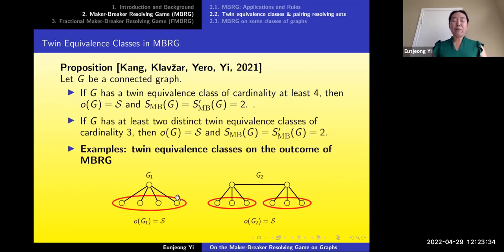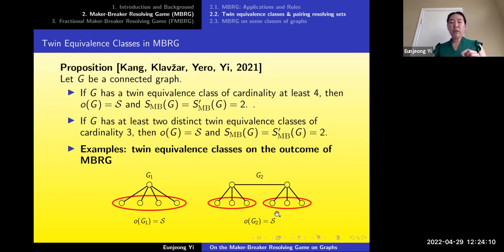So I'm going to combine this together. If a graph has a twin equivalence class of cardinality at least 4, which is the first graph on the bottom, then by the earlier result by Hernando et al., you have to have at least 3 vertices belonging to any minimum resolving set. After the second round, the spoiler would have occupied 2 vertices, so the outcome would be that the spoiler wins. The first graph is the demonstration of the first bullet in this slide, and the second graph is a demonstration of the second bullet.